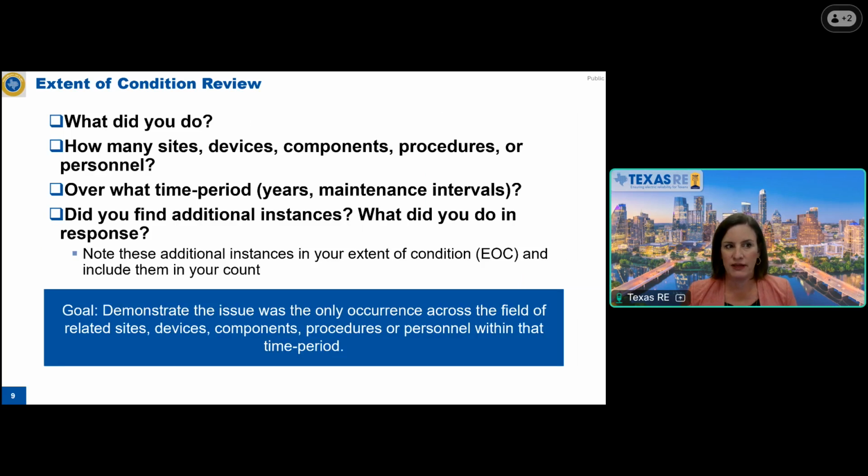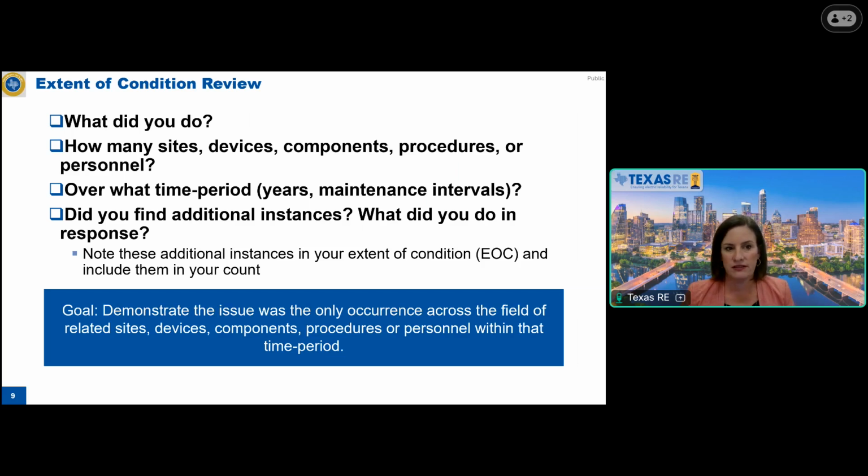Second, and this is probably the most important, how many sites, devices, components, procedures, or personnel did you review? What was the entire universe of things that you needed to look over to make sure that this didn't happen somewhere else? Another limiting factor that you'll need to let us know is what time period of years. We went back to 2023, or we went back through 6 months of this data. What time period did you review in your extent of condition?